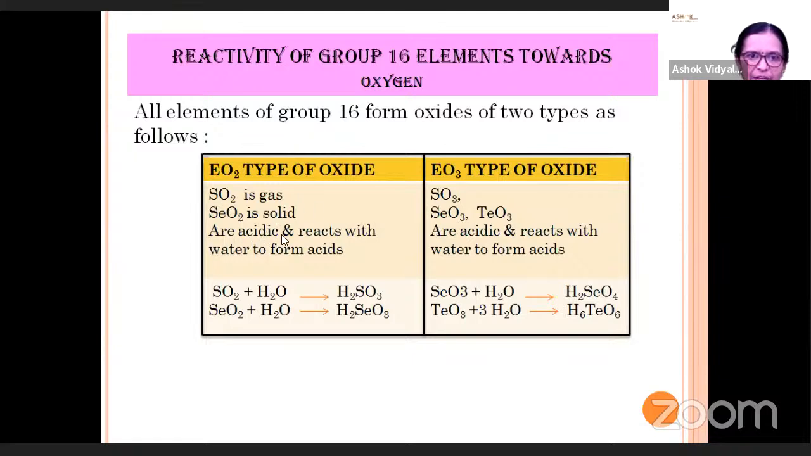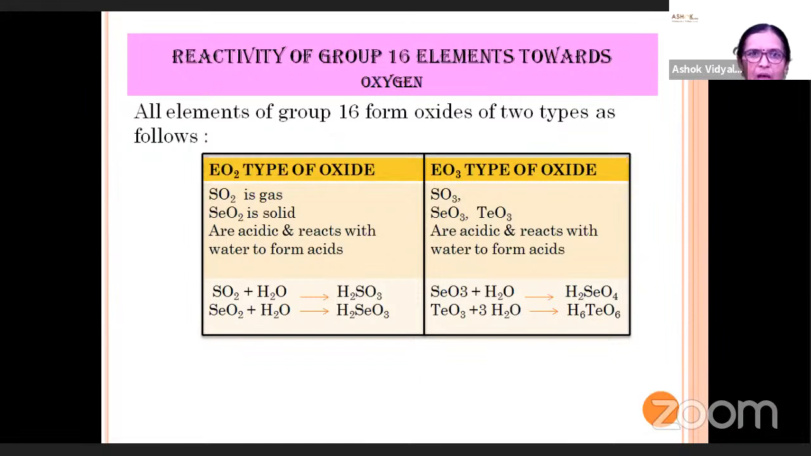These are acidic and react with water to form acid. Means when SO2 reacts with water, it forms H2SO3, sulfurous acid. SeO2, when it reacts with water, also forms an acid, that is H2SeO3. Then SeO3, selenium trioxide, when it reacts with water, forms H2SeO4. TeO3, when it reacts with water, forms H6TeO6.